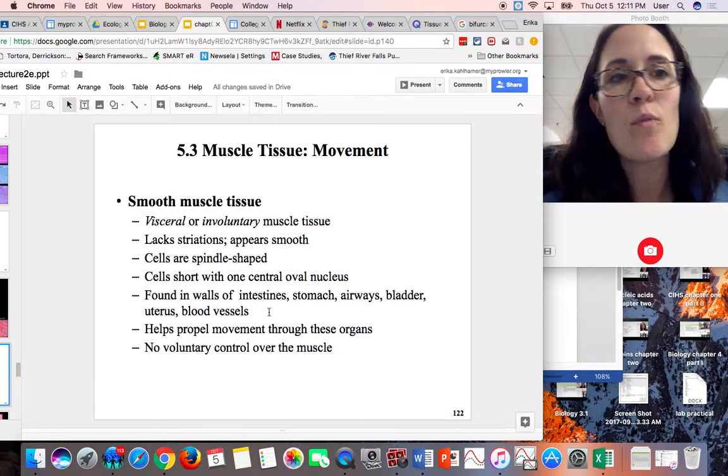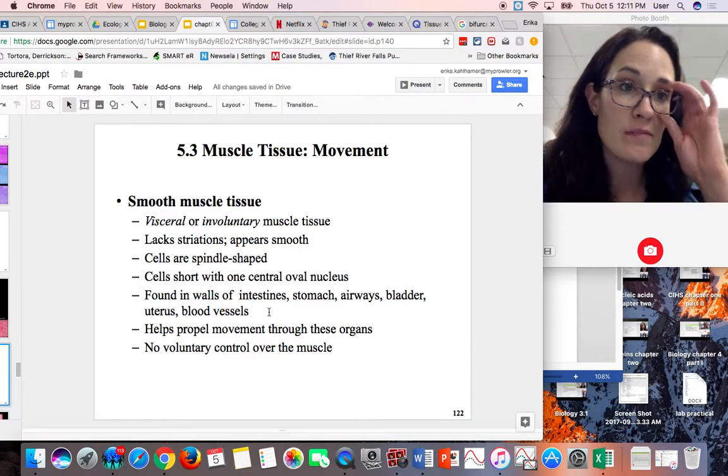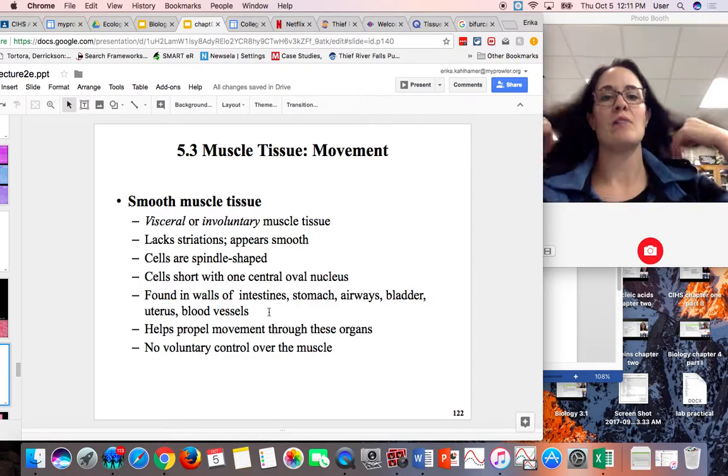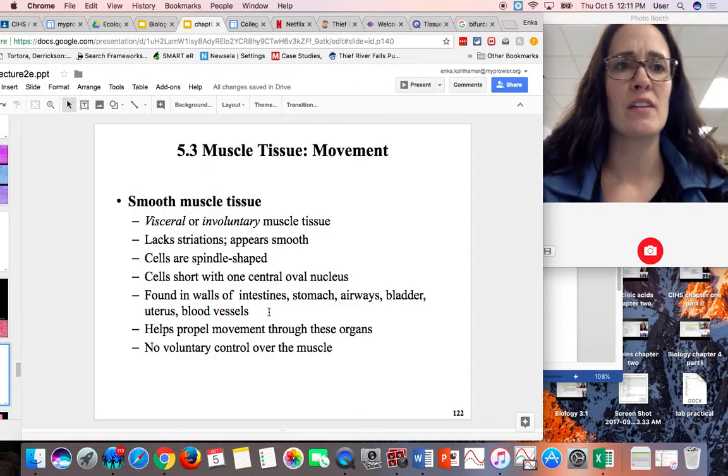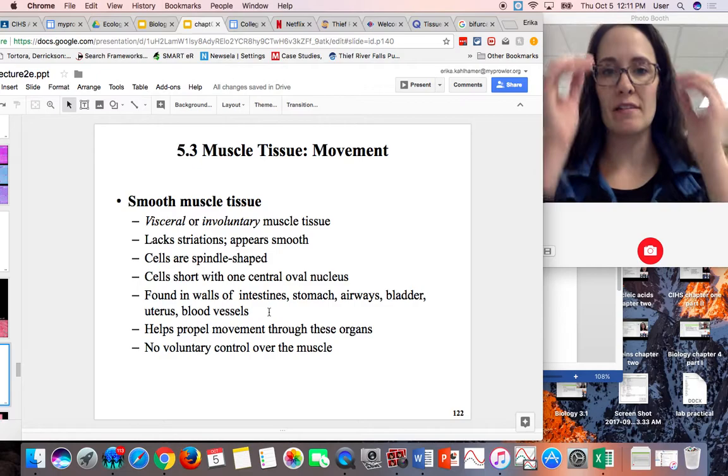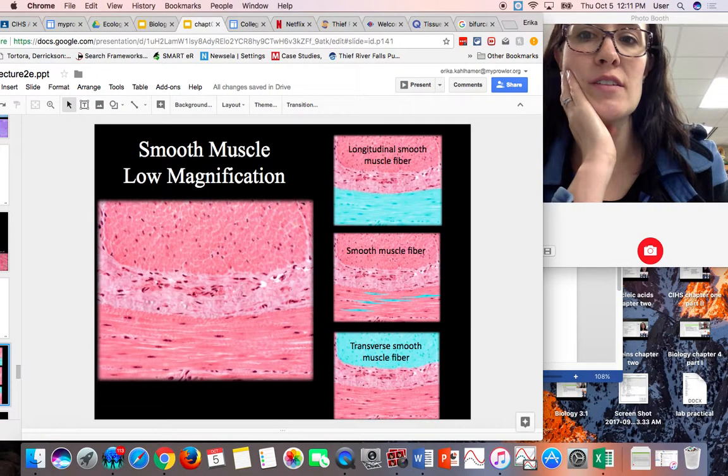Where do we find it? Walls of the intestines, stomach, in your airways, bladder, uterus, blood vessels, any hollow body organ that needs to move things through it, propel it. And you don't have any voluntary control.